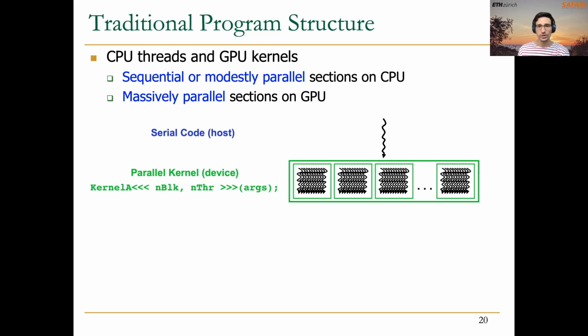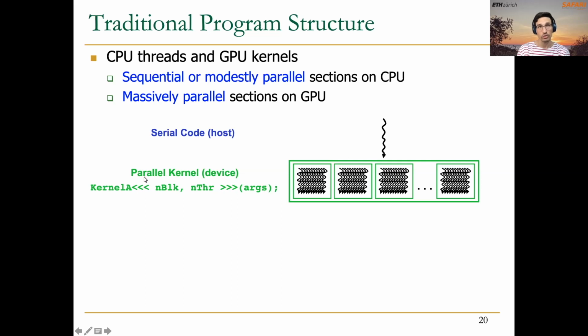The way of launching this kernel is by using a syntax like this. Notice that this is kernel A. These are the input arguments here. And here in the middle, we have what we call the execution configuration. This execution configuration essentially determines how many GPU threads we are going to use in the execution of this GPU kernel, and also how these GPU threads are grouped.